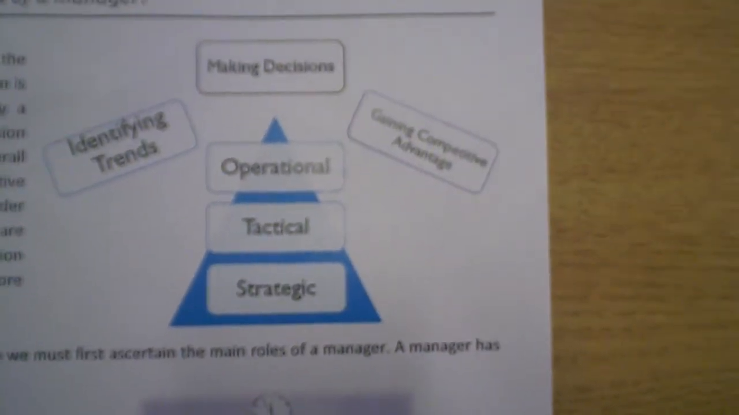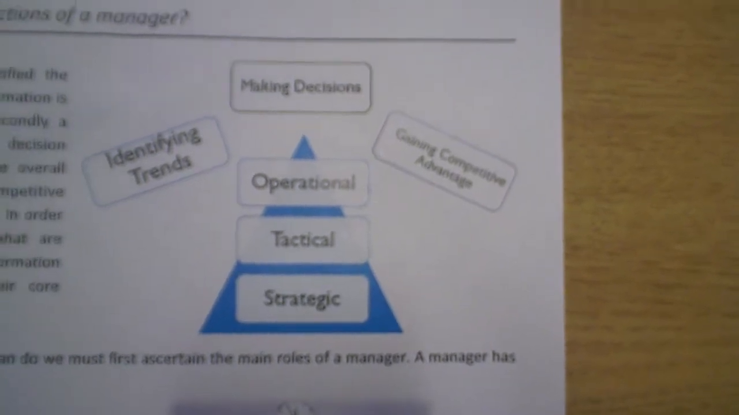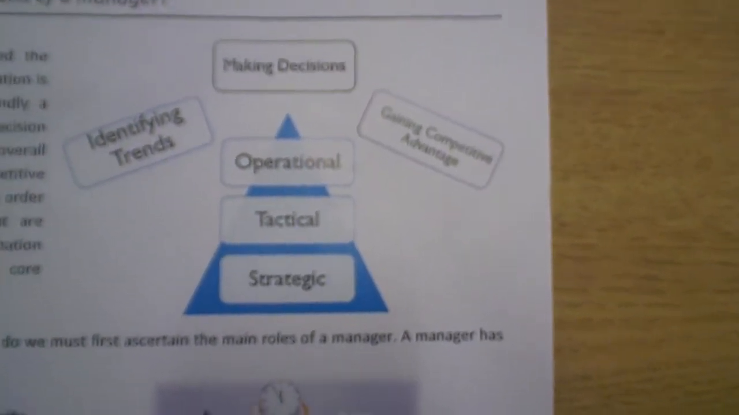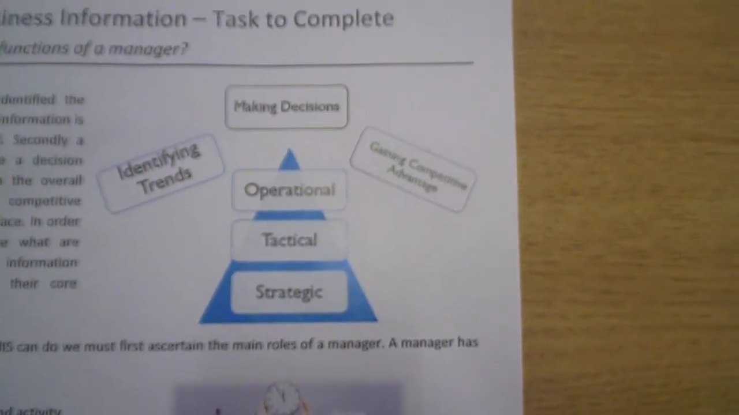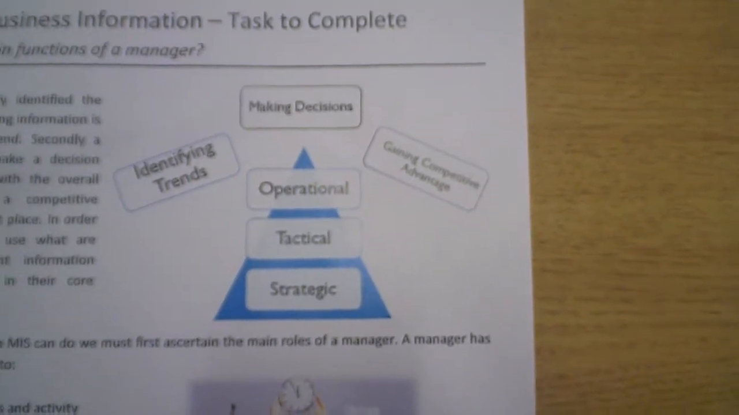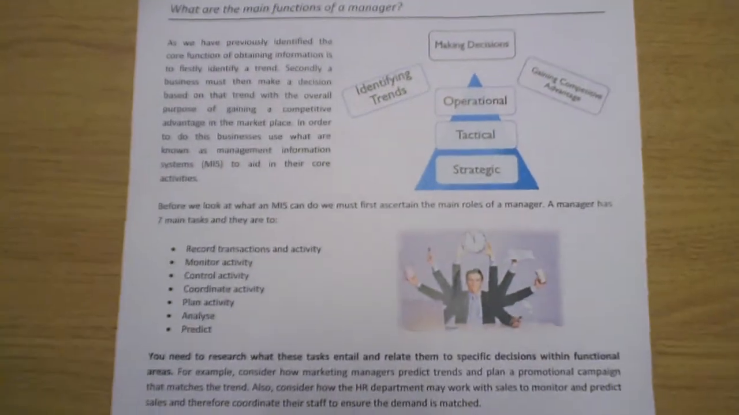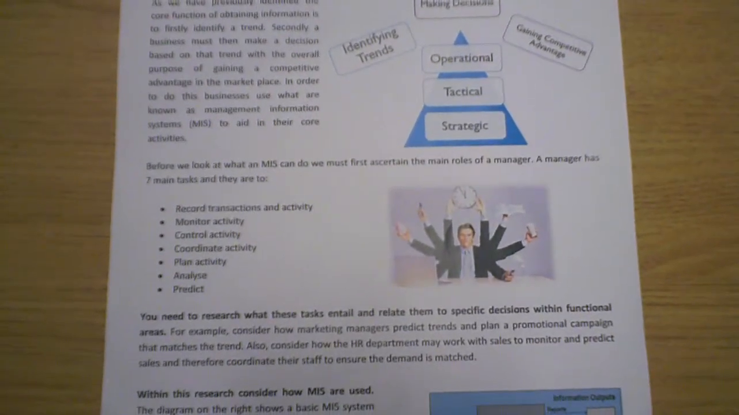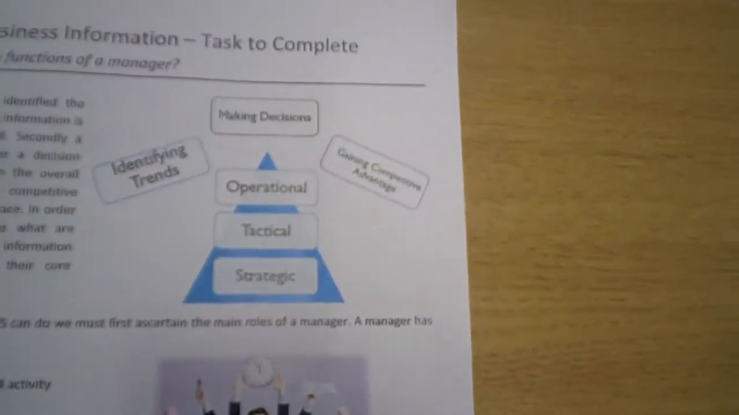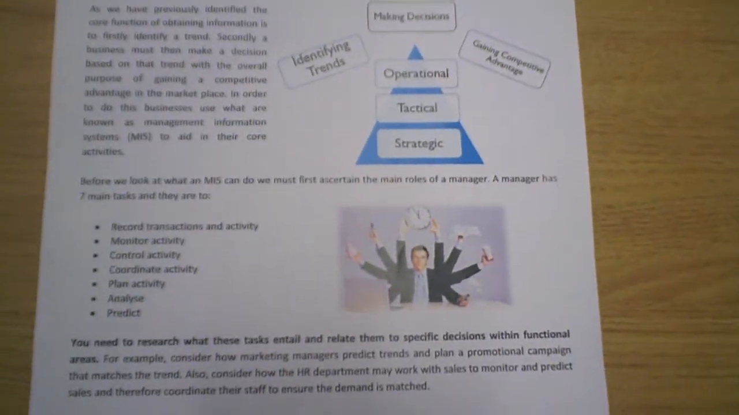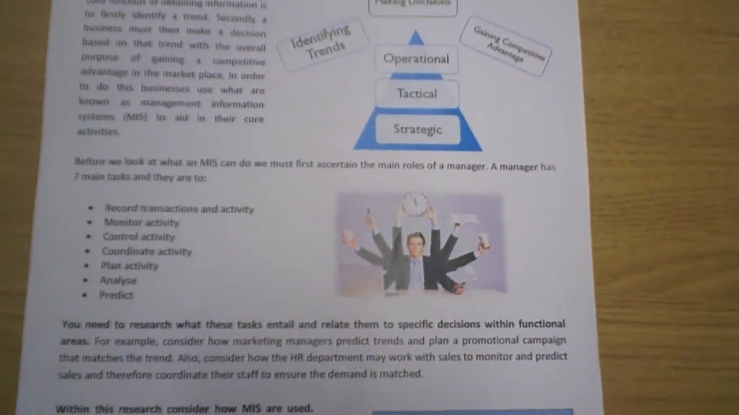So we've looked at how businesses identify a trend, then make a decision to gain a comparative advantage, be that at the operational, tactical or strategic level. That's been the premise for the first 6 weeks of this session. So what we're doing now is looking at exactly why and how managers do this. What is the point in doing this? And how do managers do this within specific functional areas?